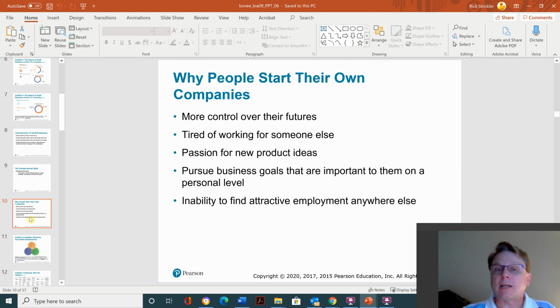So the lack of control is one of the reasons why entrepreneurs get distraught, because that is the main reason why they started their own business. They're tired of working for someone else. They have a passion for new product ideas, pursue business goals that are important to them on a personal level instead of being told what to do, and inability to find attractive employment anywhere else. That is, in an economic downturn, that's why most people become entrepreneurs. You're out of work. You have to make money somehow to pay the bills. So you start your own business.